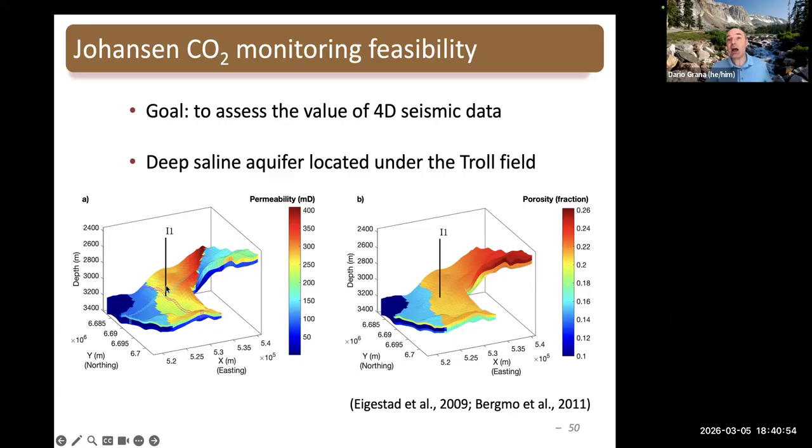So the idea here is to build a model where we actually model the CO2 injection and the displacement and the migration, and then we simulate the acquisition of geophysical data, and we see if with the geophysical data we can predict the migration of the CO2 that we pretend we don't know. So this is a feasibility study for seismic monitoring.